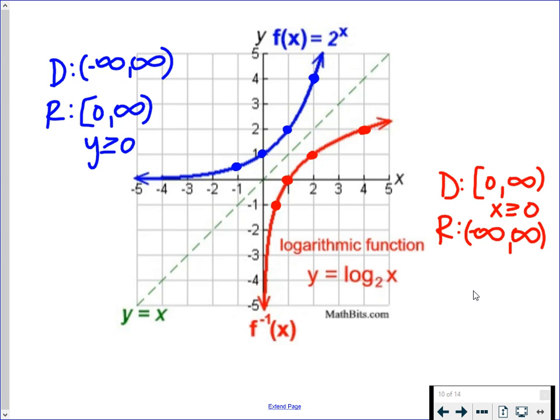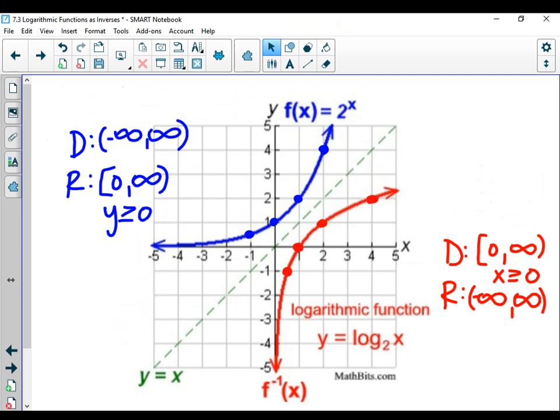Okay? So everyone in your calculator right now, go to y equals and type in just log. Don't do log base, just log, which is on your calculator.